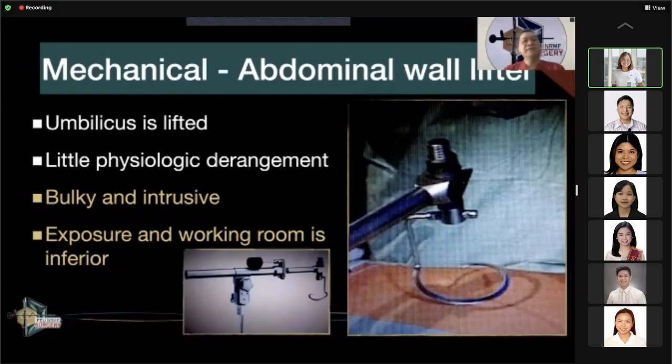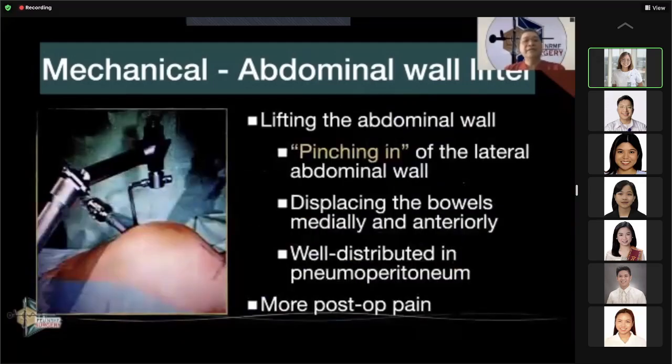The advantage of this is there is no physiologic derangement in the body, just like with the pneumoperitoneum and the absorbed carbon dioxide. So this is the picture or image of an abdominal lifter. There's pinching in of the lateral wall. So you have more pain after the surgery because there's a huge metal that is being inserted in the umbilicus to lift the entire abdominal wall.